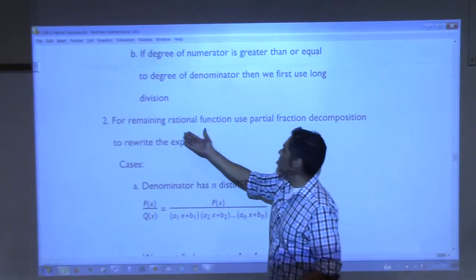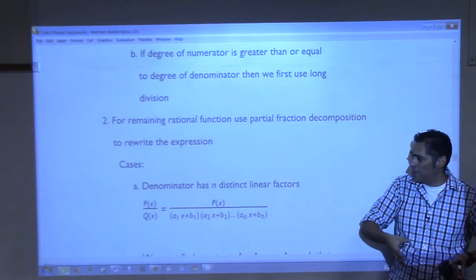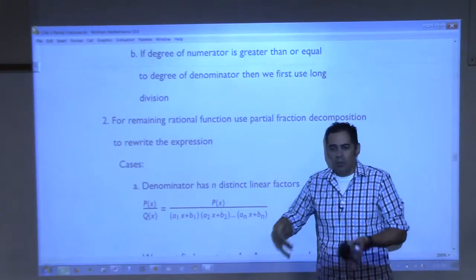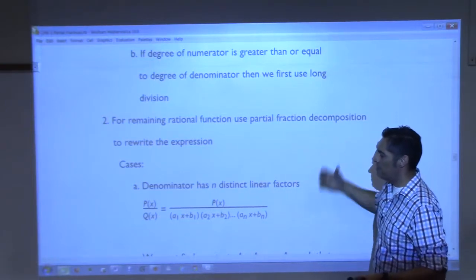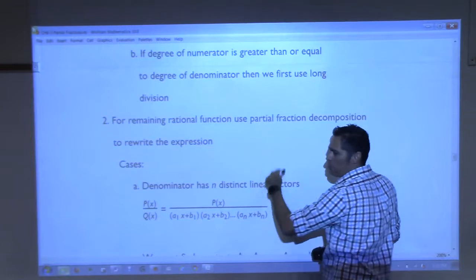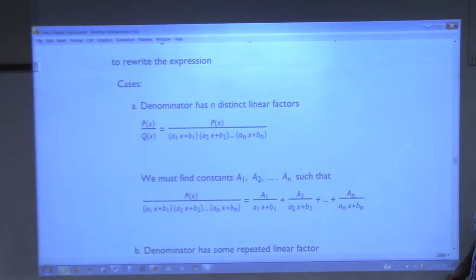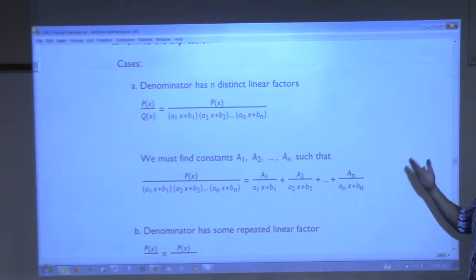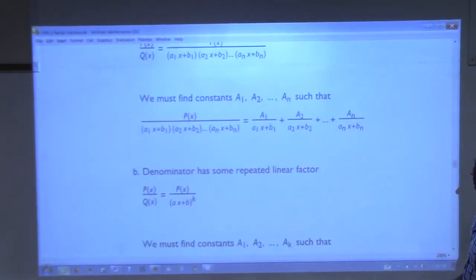So here's the next step. For the remaining rational function, if we've done long division, we're still going to have a rational function left. If we don't do long division, we're just going to be looking at the rational function we started with. In either case, we've got some rational function in front of us. Then we are going to use partial fraction decomposition to break down the rest. And the way we do that, you remember that from pre-cal? It's a bit messy. Especially when you look at the form, like the notes for it, it can be somewhat complicated.